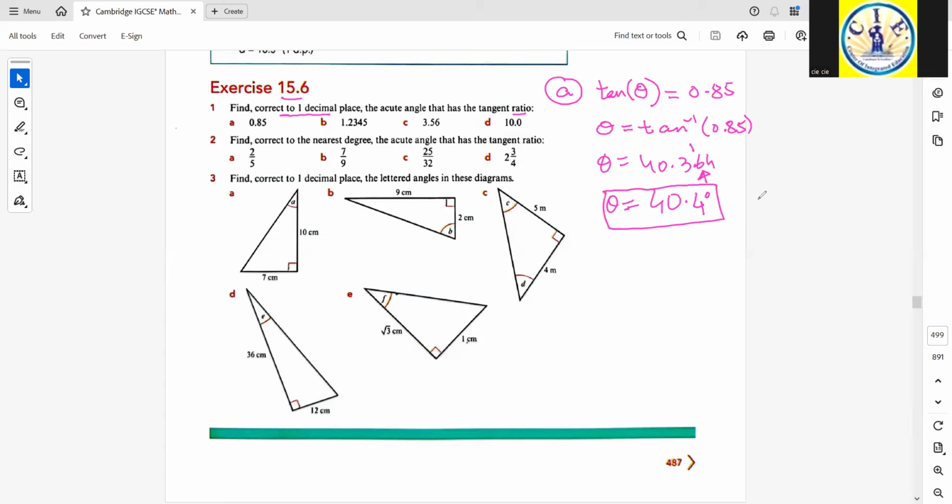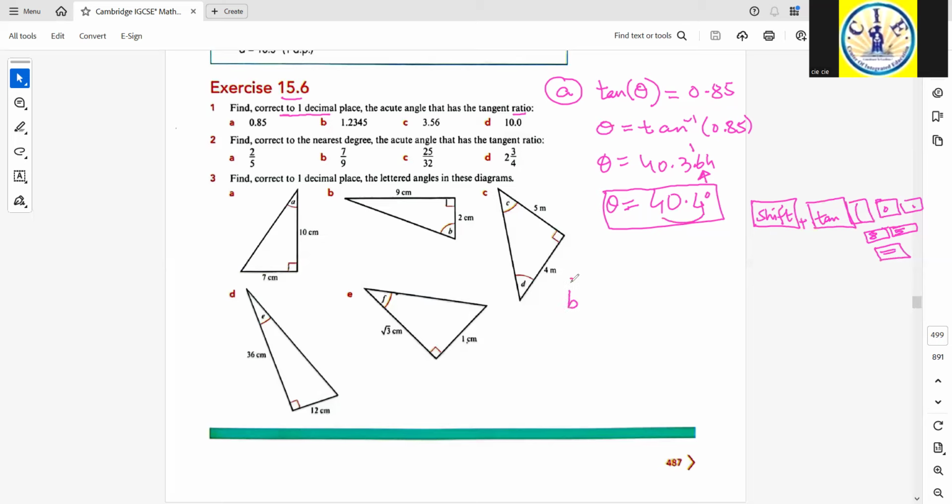So how have we calculated it using the calculator? Pressing the shift key, then tan, then angle, zero, then decimal, then 8, then 5, and then the equals key. So this will give you this answer from your calculator. And to give the answer to one decimal place, you have rounded it off to 40.4.